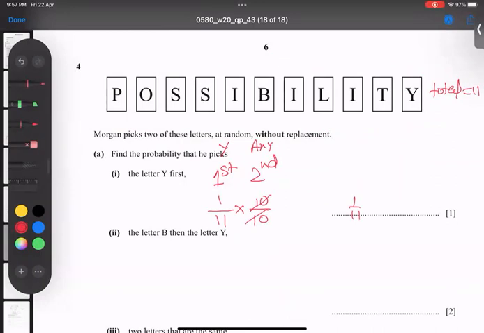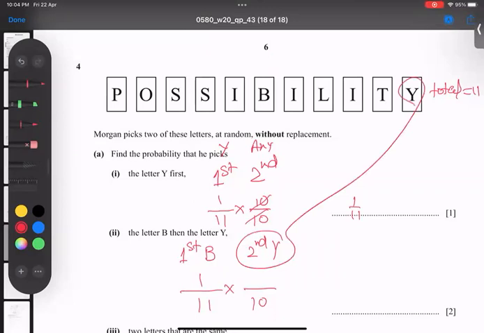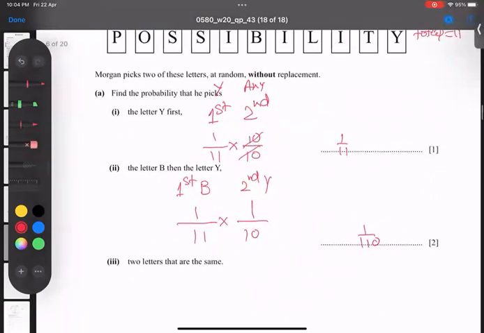Second part, what is he asking from us here? The letter B, then letter Y. So first card I'm writing here, first card is B, and the second card we're looking for is Y. So naturally first 11, then 10. Why 11, why 10? Because you know it very well. The first letter is a B. How many B's do we have? One B only. We can write here 1 out of 11. How many Y's do we have? Again one letter, so 1 out of 10. So the answer turned out to be 1 over 110. Done. Let's go for the next part.